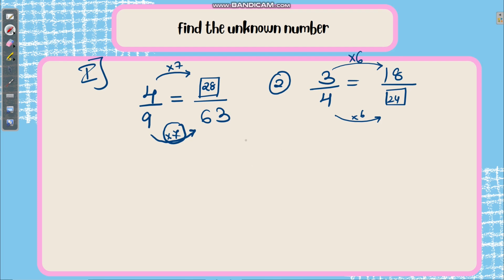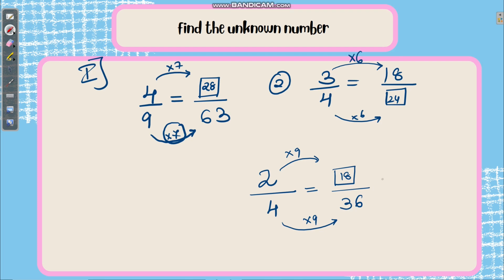Now let's take one more example. If I write down 2 upon 4 is equal to a blank upon 36. If you notice over here, 4 into 9 gives you 36. Similarly, 2 into 9 will give you 18. This is how you find the unknown number or the blank. Okay, this is the first method, that is by looking at the question. You see whether you have to multiply or divide.